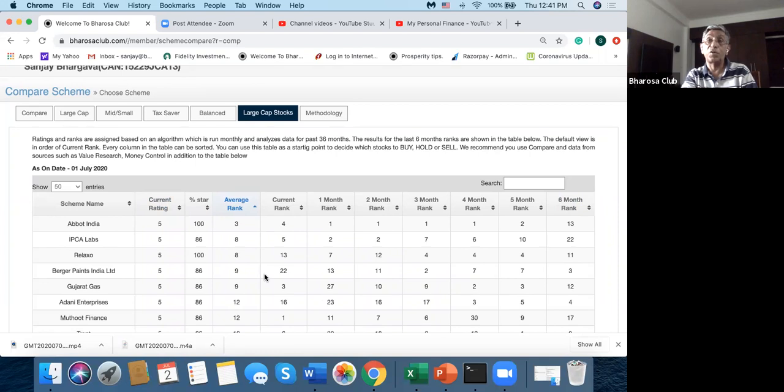I would want to caution that the way I use it is only as a starting point to do deeper research if I want to actually buy a stock. So this is as far as individual stocks go.